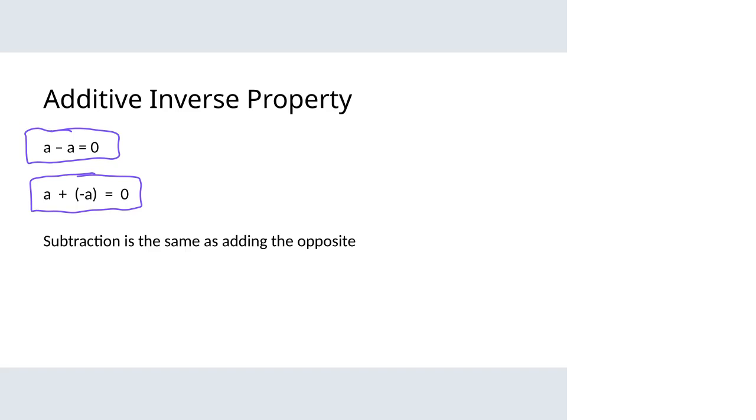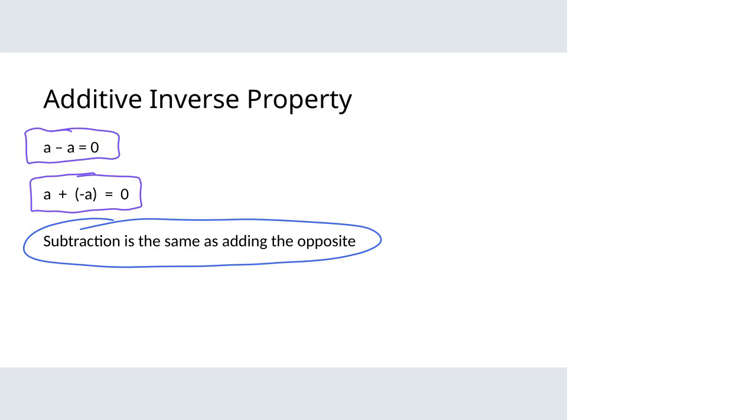And where that leads us to is another important sort of definition terminology for us, that subtraction is the same thing as adding the opposite. And that's what we see up here above. If I start with a and I subtract a, the same thing happens if I start with a and I add the opposite of a. So subtraction is the same as adding the opposite. That's going to come in really handy for us when we have problems that involve a lot of positive and negative integers. The idea that subtraction is the same as adding the opposite.